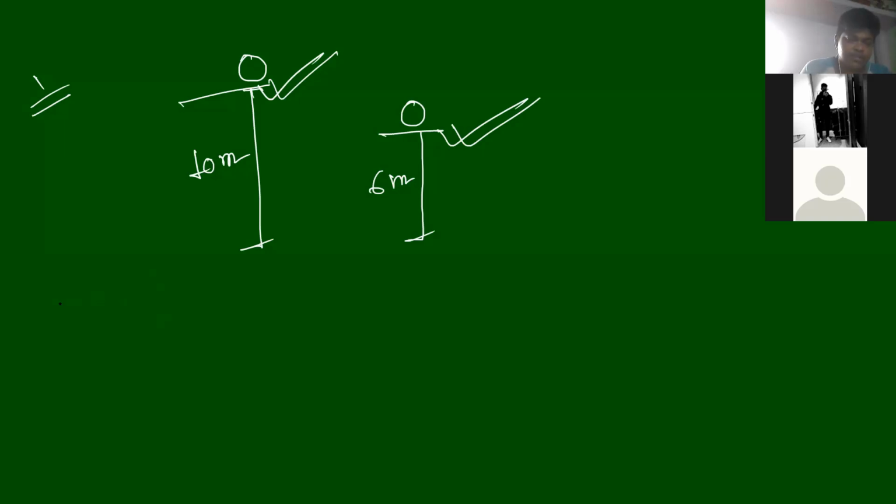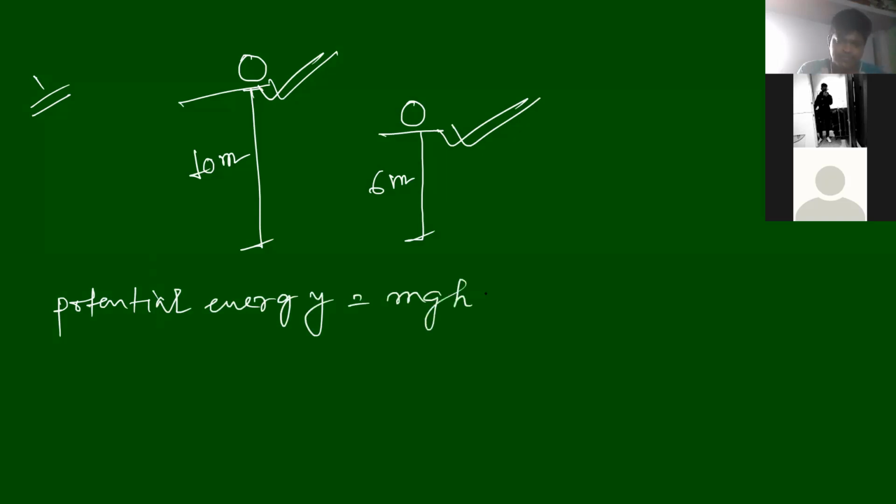What is the formula for potential energy that I have told in the class? Potential energy is mass into gravitational acceleration multiplied by height. Now, the mass of the body is 0.2 kg, the gravitational acceleration is 10, and the height initially was 10 meter. So after the calculation, the value I will get is 20 joule.